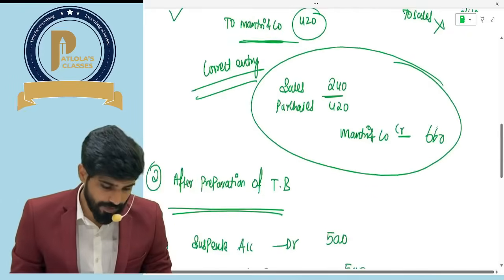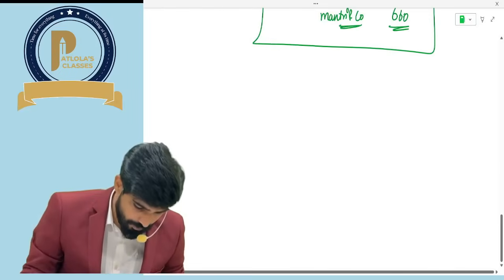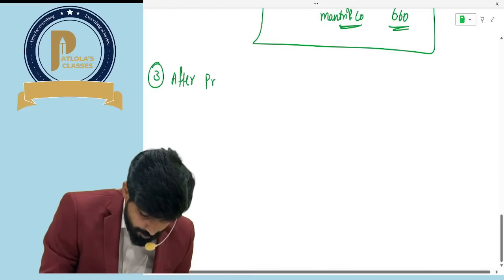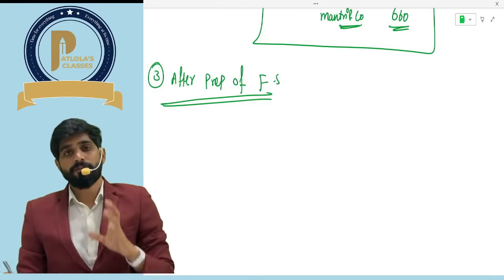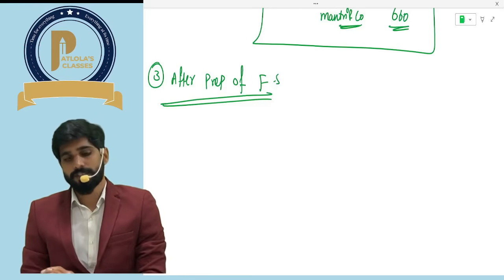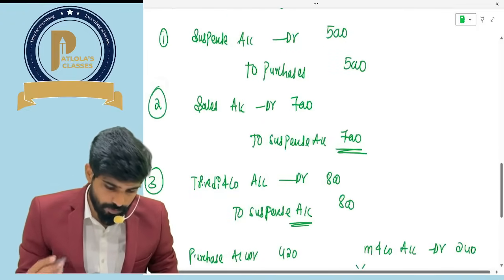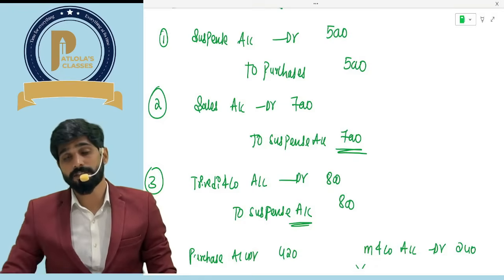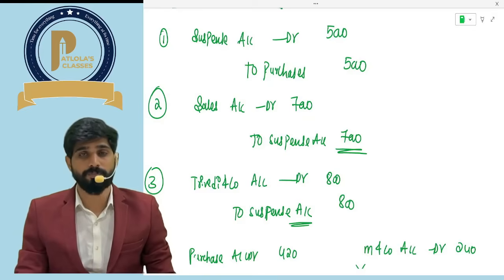Now let us discuss the last case when the errors are identified after preparation of final accounts. Guys, very simple. Whenever you are rectifying the errors after preparation of financial statements, we need to do one thing. Wherever a nominal account is involved, we are supposed to use the word P&L adjustment. So I'm not going to discuss everything again. Here, what was the entry? Suspense to purchase. But since this is after trial balance, we wrote purchases. But if it is after financial statements are prepared, in place of purchases, I have to use P&L adjustment.